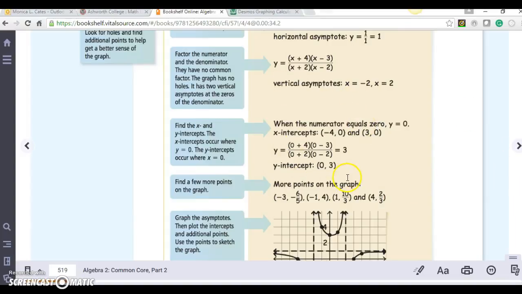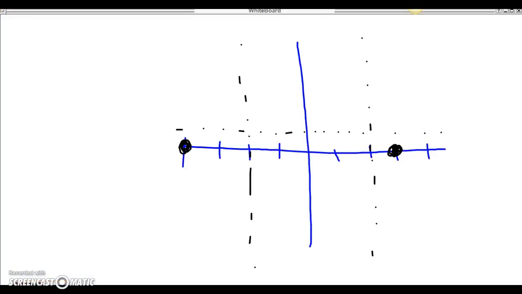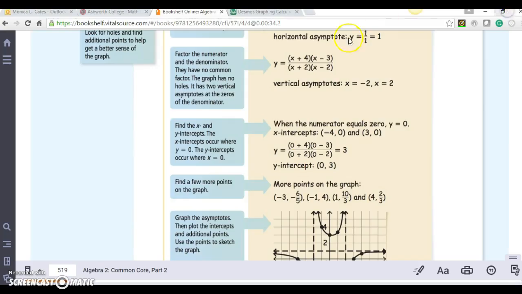And my y-intercept will be when I plug in my zeros. When I plug in my zeros, I get 4 times -3 divided by 2 times -2, which gives me -12 over -4, which gives me +3. So my y-intercept will be at 3. Let's say this is 1, 2, 3. So I have an intercept there. Okay? And then of course I'm going to have to plug in some more points.